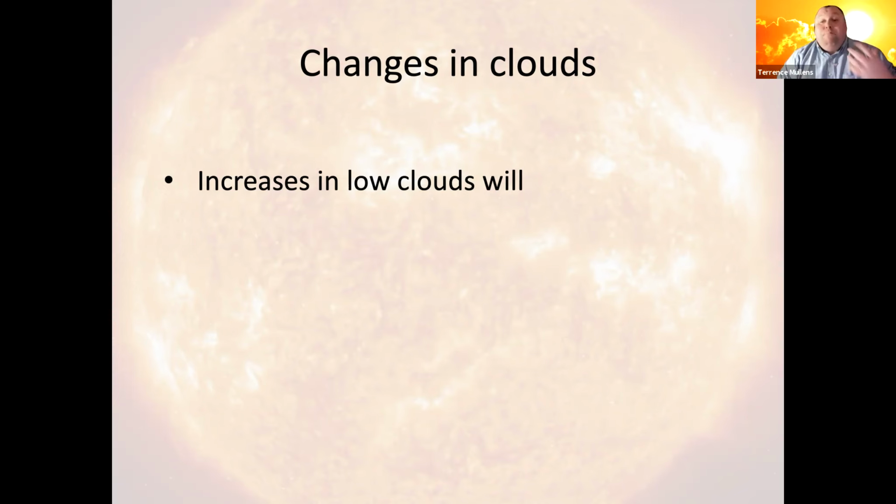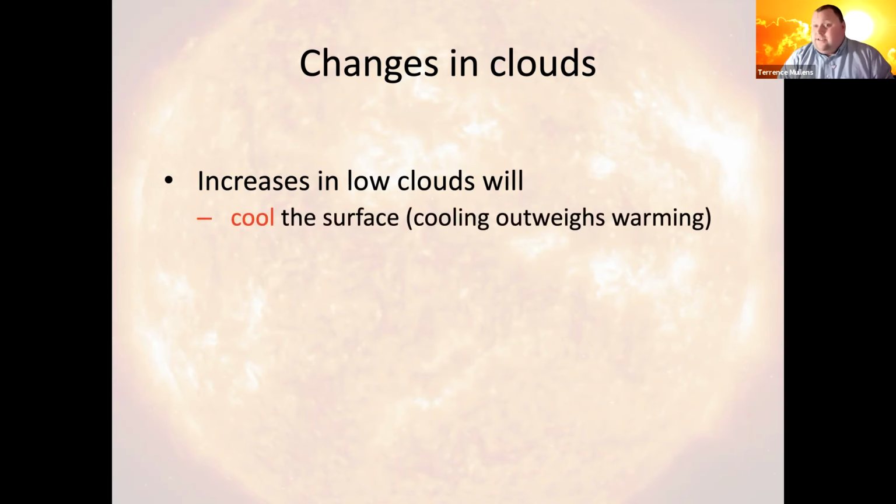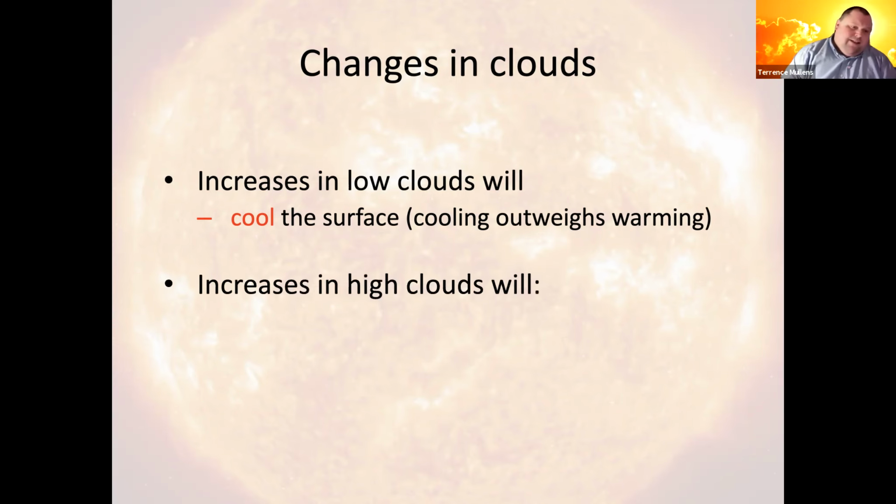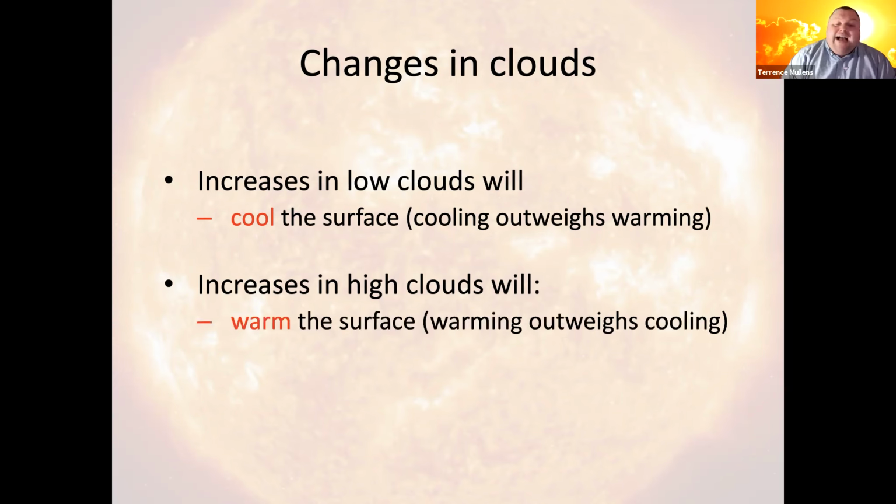If we see most of that coming in the form of low clouds, that should cool our surface. The cooling effect, that albedo effect, is going to outweigh the blanket effect, the greenhouse effect that clouds cause. On the other hand, if the bulk of the excess clouds that develop as our Earth warms up and more moisture is evaporated end up being high clouds, that will actually warm our surface, because in that case, the warming outweighs the cooling.